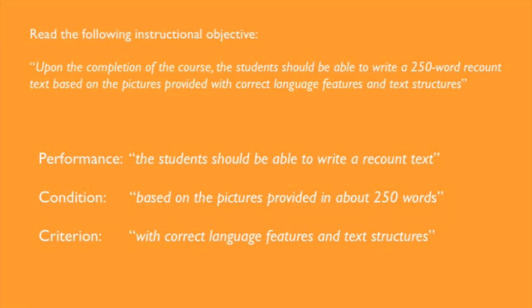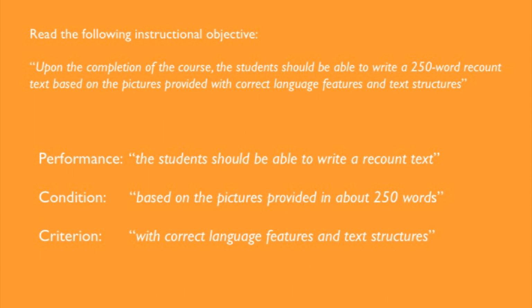Look at the example of an objective. Upon the completion of the course, the students should be able to write a 250-word recount text based on the pictures provided with correct language features and text structures. From that example, we can identify the 3 components of objectives. Those are performance, condition, and criterion.